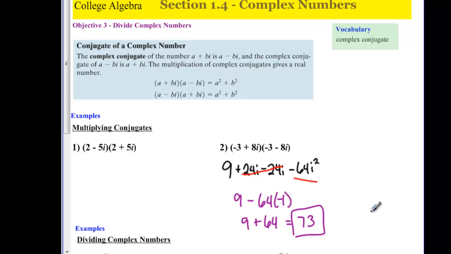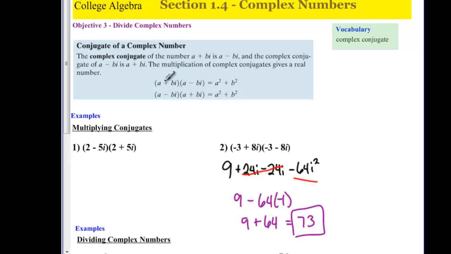Is that all right? Okay, so up here is our conjugate of a complex number. Whenever you've got two pieces, you change the middle sign. So 2 minus 5i, its conjugate is 2 plus 5i. The conjugate of minus 3 plus 8i is minus 3 minus 8i. Again, we're just changing that sign in between the two.